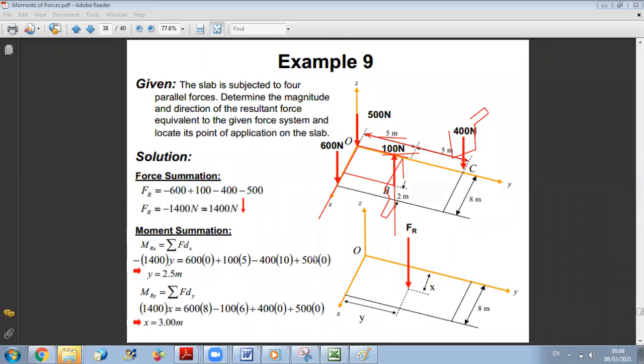Now, the problem when you asked me questions about this problem was this term. Why they put minus 1,400? To understand why, the total moment you will get is a negative moment, because you have 100 times 5, yes, plus 500, minus 2,000, minus 4,000, because it's 400 times 10. So it's a negative moment.